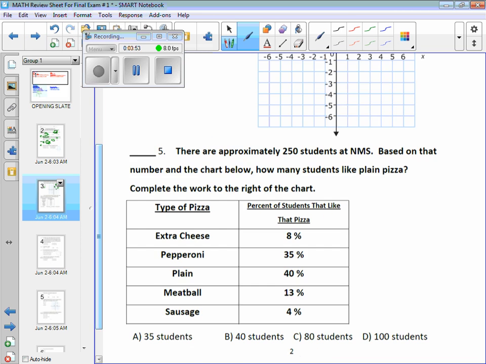Definitely going over number 5 because I knew when I was walking around, kids didn't know what to do with this. This also goes back to Module 1 on percents. Did anybody do it using a part-to-whole ratio? Remember we did that? Part-to-whole? Some of you could do it in your head. I realize that. Luke, what'd you do?